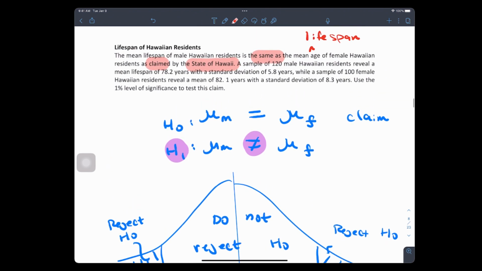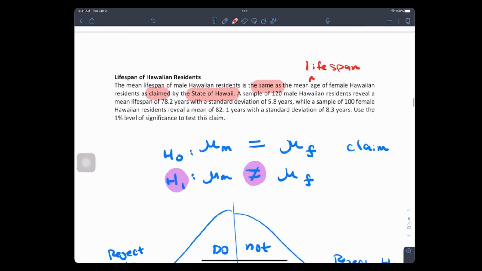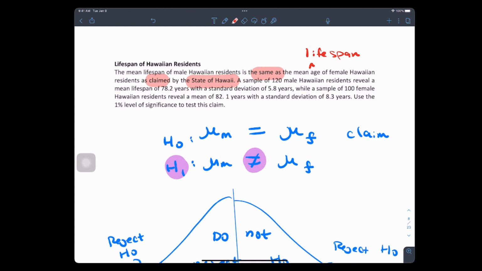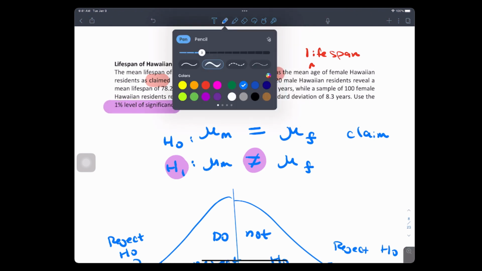Now, be careful again, okay? You're going to need to get sample information. We're going to need to also know the level of significance, right? So use the, what do they say here? Use the what? 1% level of significance to test this claim.